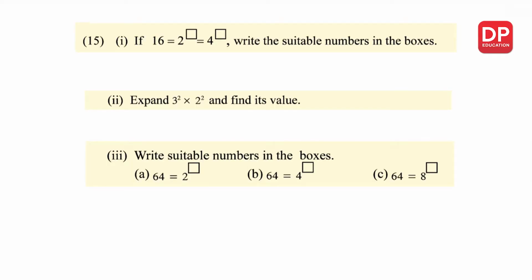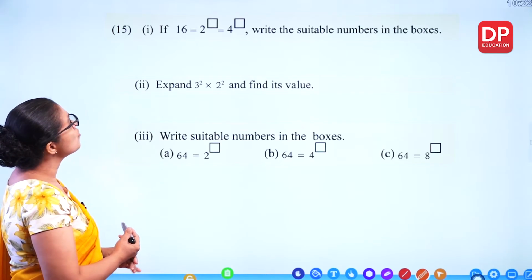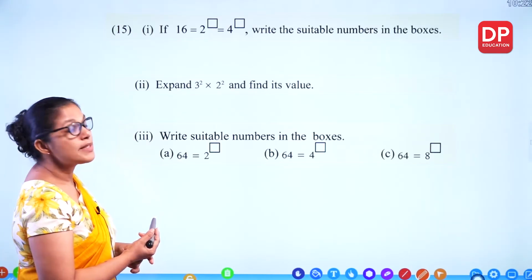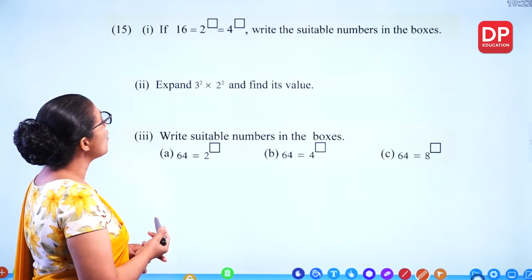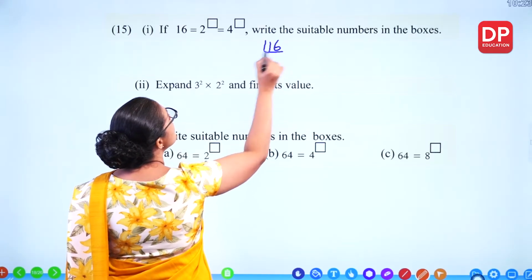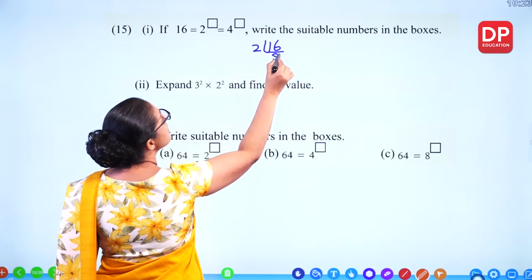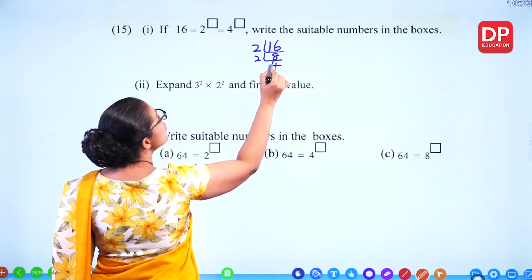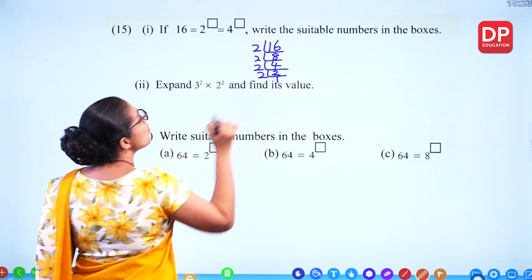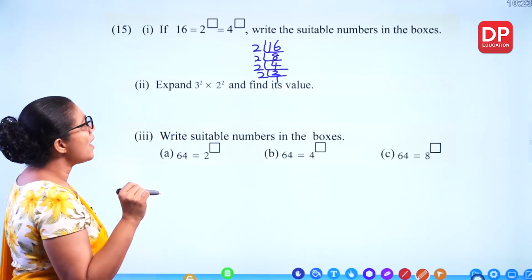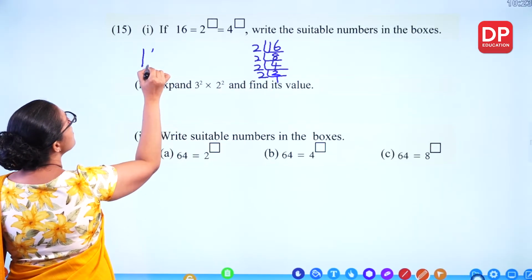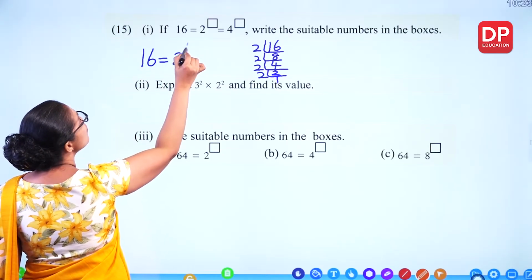Look at this one, question number 15. If 16 is 2 to the power something or 4 to the power something, write the suitable numbers in the boxes. So how can we find out? We can divide by 2 and see how many times we need to divide. 2 times 8. Again you can divide by 2, 4. 2, and again you get 1. So how many times do you divide? 1, 2, 3, 4. 4 times. So you can write this as 2 to the power 4.